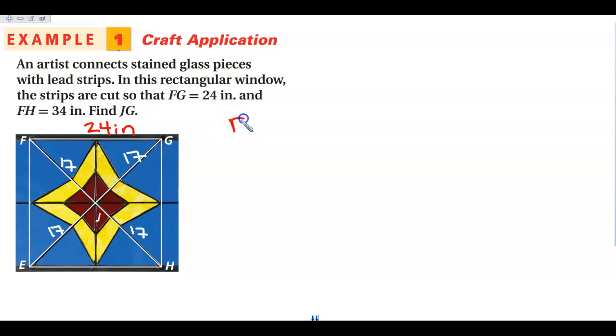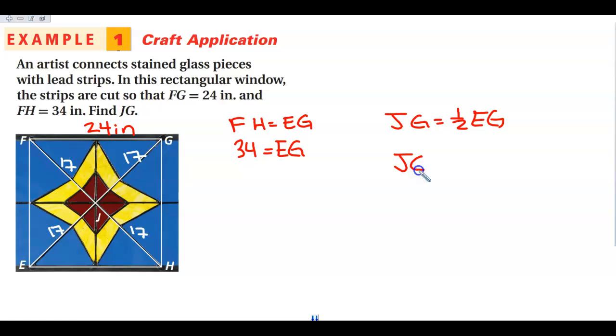Okay, so I know that FH is going to equal EG. All right, those are my diagonals, they are congruent. So I know that EG is also 34. And that JG is going to be half of EG. So that makes JG 17 inches.